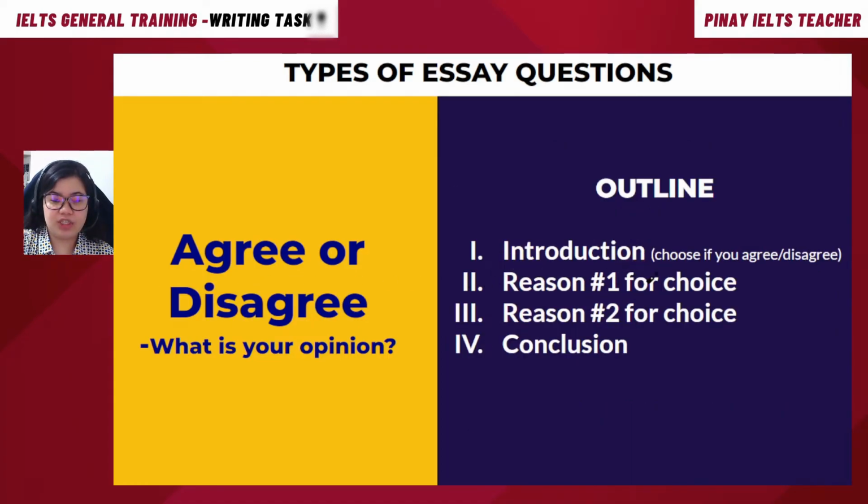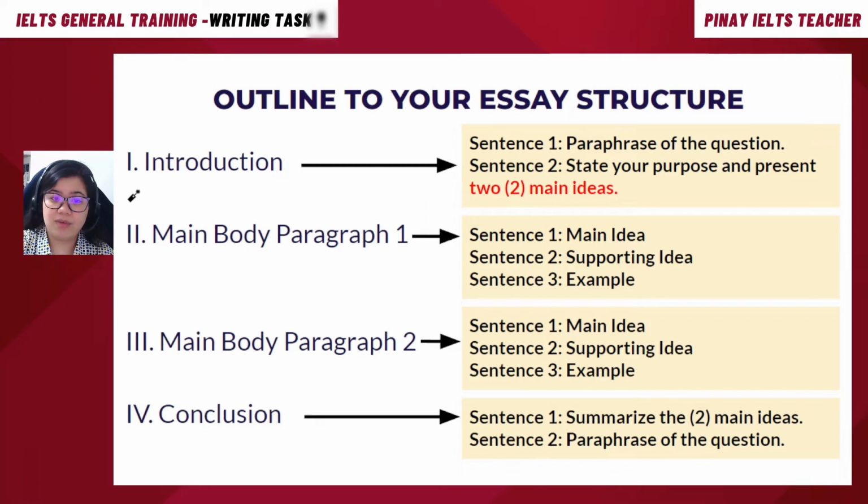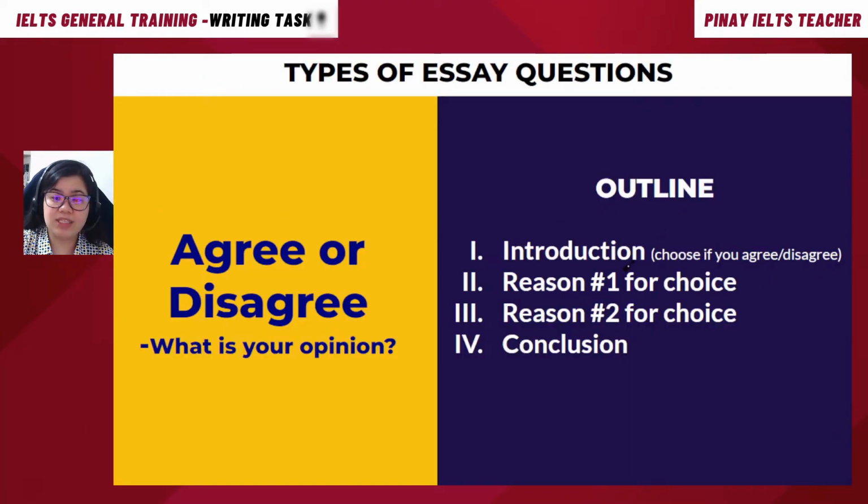In your introduction, you should already discuss if you agree or disagree. Remember when you're stating your purpose, right? If you're going to write your essay, remember, in your introduction, you have to paraphrase the question first, and in your second sentence, you already state your purpose. The purpose in your agree or disagree essay is always stating already whether you agree or disagree. That's why I'm telling it's a special type of essay. So right off the bat in the introduction, you already have to state your opinion.